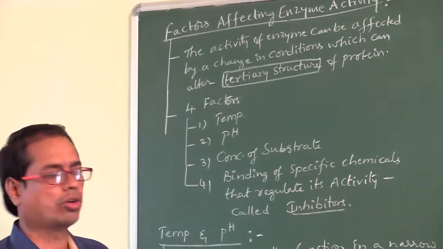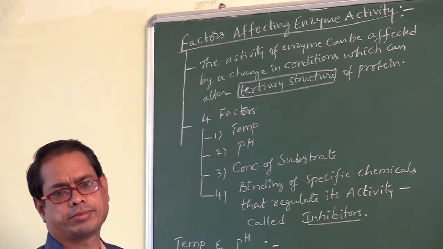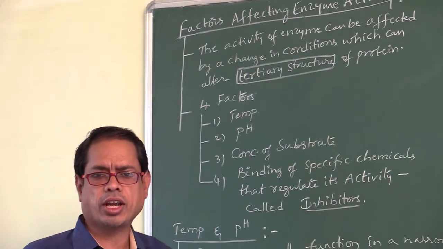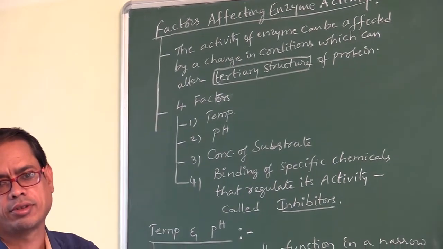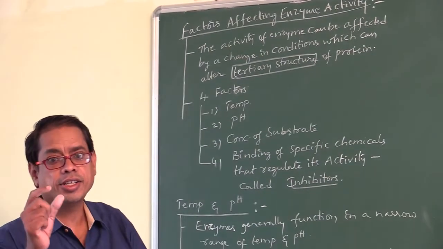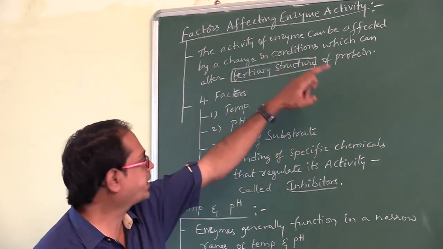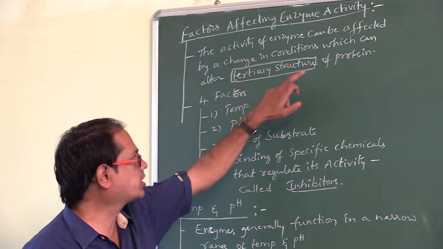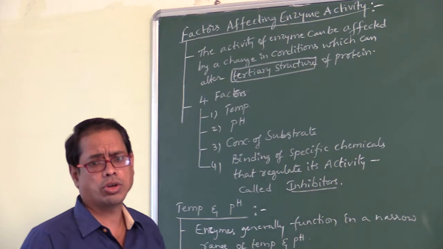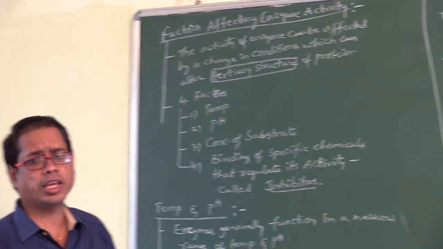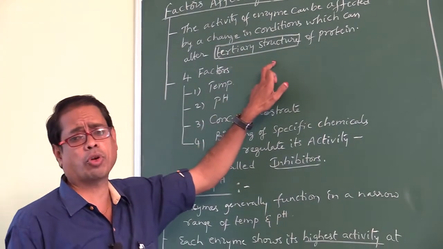Today we will discuss factors affecting enzyme activity. Which structure affects the enzyme activity? Tertiary structure. Enzyme activity can be affected by a change in conditions which can alter the tertiary structure of a protein. So enzyme activity is affected in the tertiary structure of a protein.